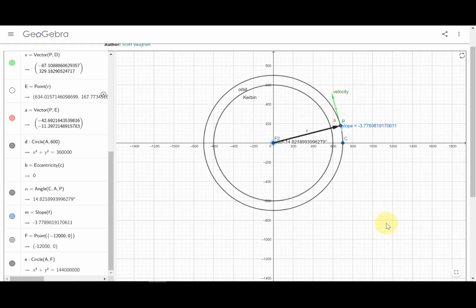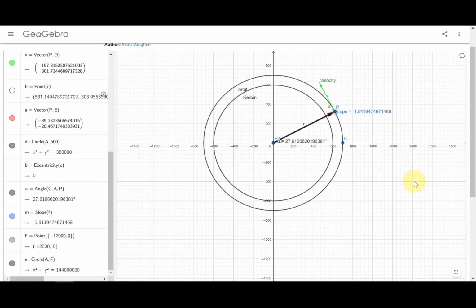Okay, here in GeoGebra, I have a graph, a diagram of the planet Kerbin with a radius of 600 kilometers and 100 kilometers from the surface. We've got an orbit, a circular orbit, and this point right here, P, is where our rocket is orbiting right now, currently in a circular orbit around the planet.